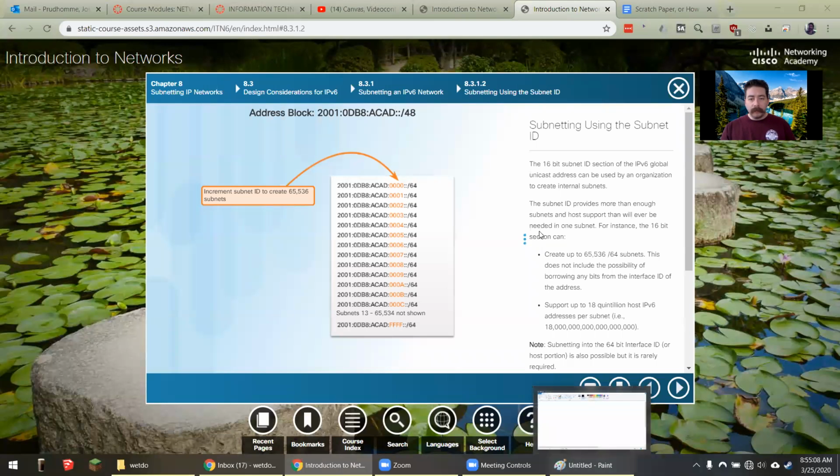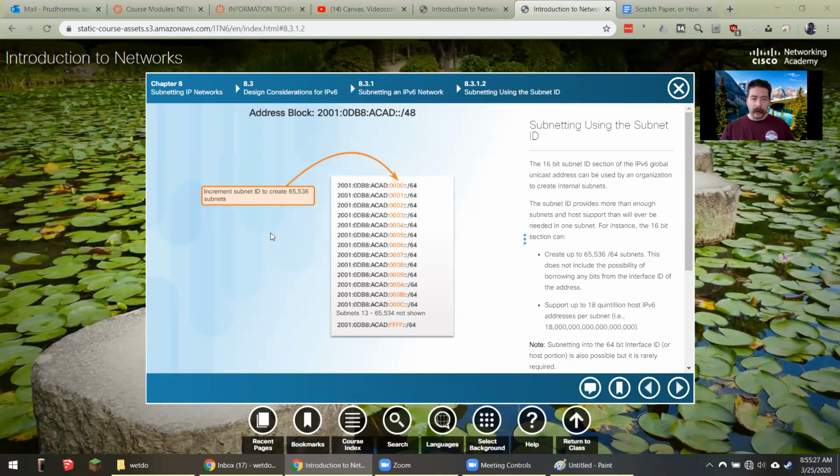With IPv4 variable length subnet masks, the whole reason we do it is to conserve those addresses because there's only so many in that global pool. With IPv6, since there are so many addresses total, we don't need to be as thrifty with them.